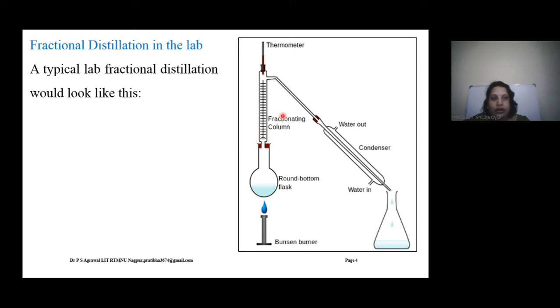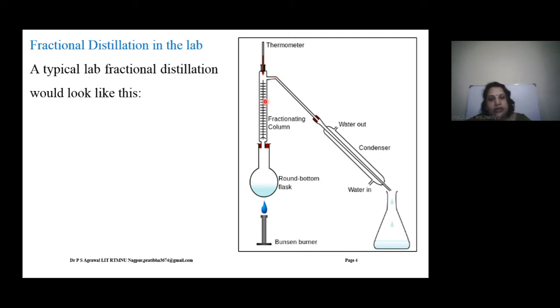So here the vapors will go upward, condense back, again go upward, condense back, and the vapors which are richer in the more volatile component will come across this path. They will be cooled and collected in this conical flask. The mixture is heated at such a rate that the thermometer here shows the boiling point of the more volatile component. The bulb is exactly at the outlet.